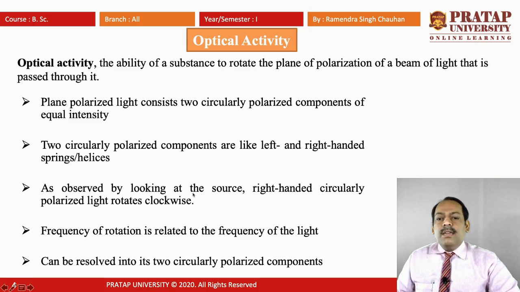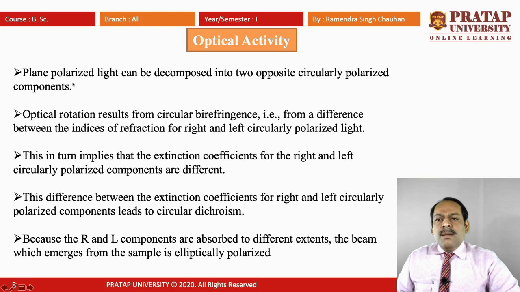As observed by looking at the source, right handed circularly polarized light rotates clockwise. The frequency of rotation is related to the frequency of the light. Plane polarized light can be decomposed into two opposite circularly polarized components. Optical rotation results from circular birefringence.